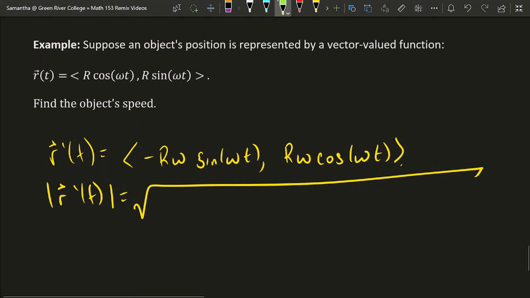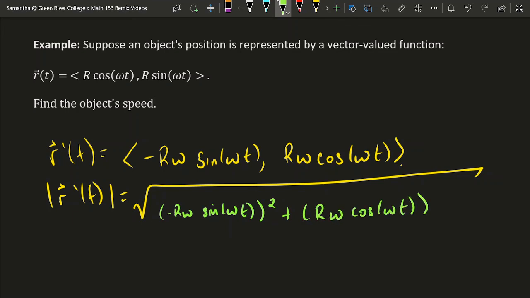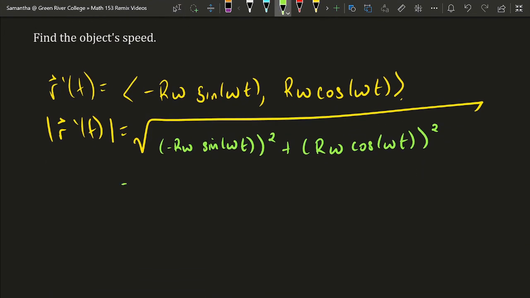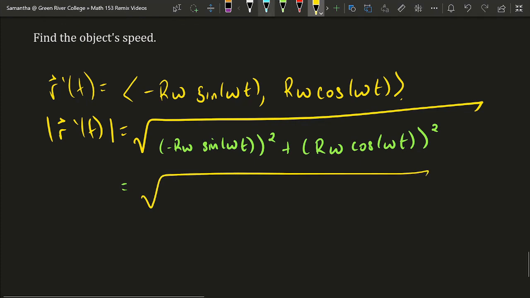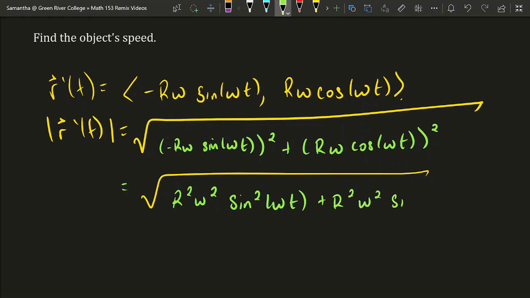So to that end, I'm going to take the x component and square that. The y component and square that. And then I'm going to try and simplify. Now applying the exponent properties, what we have here is equal to r squared omega squared sine squared of omega t, and another copy of r squared omega squared cosine squared of omega t.